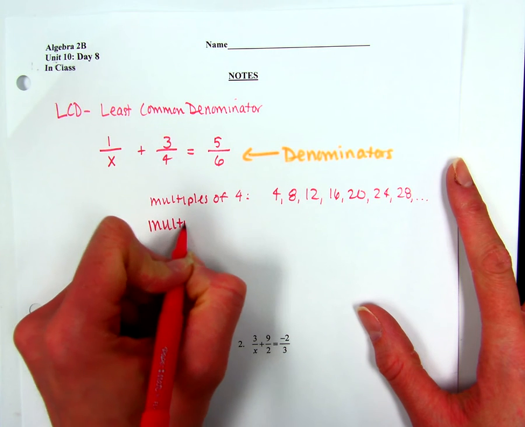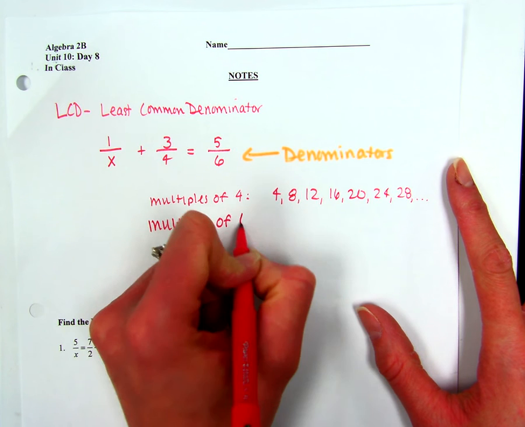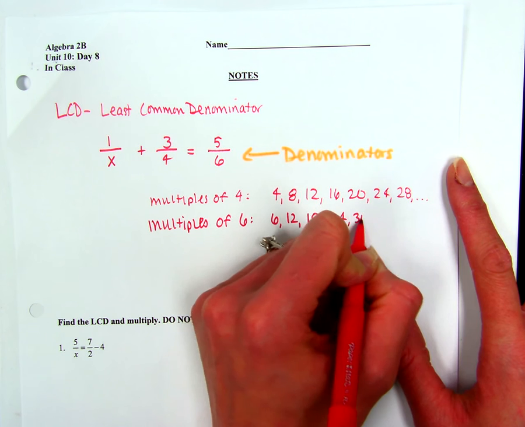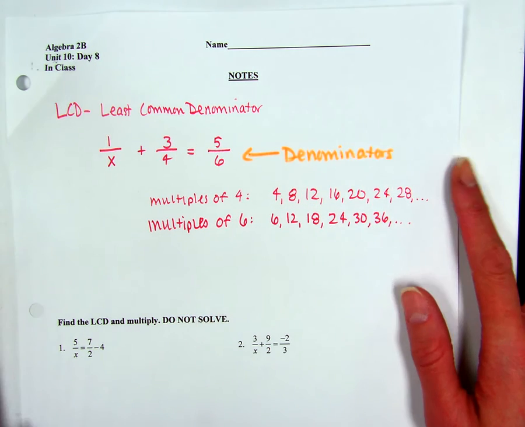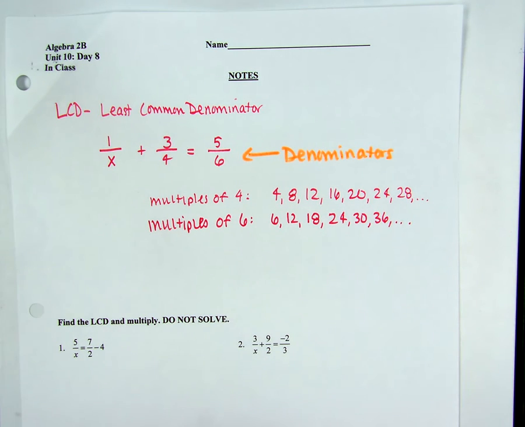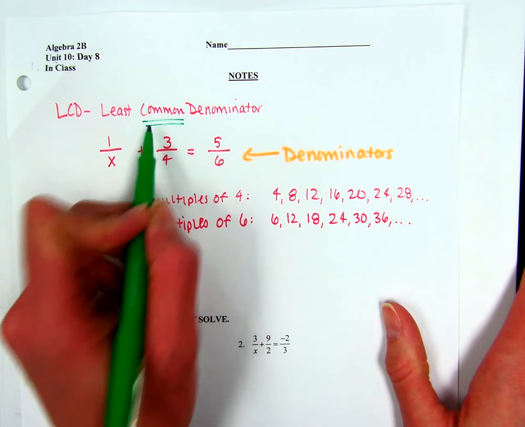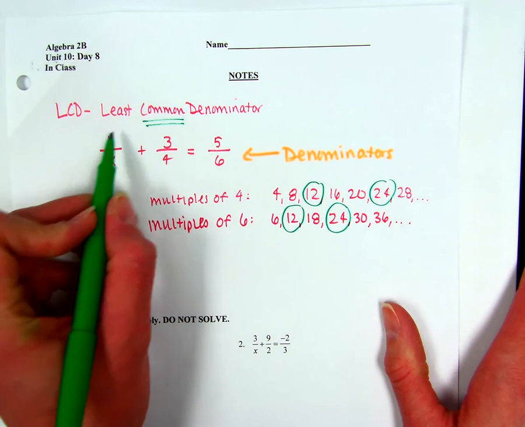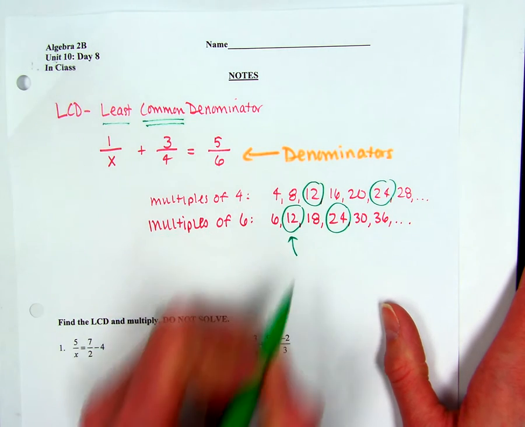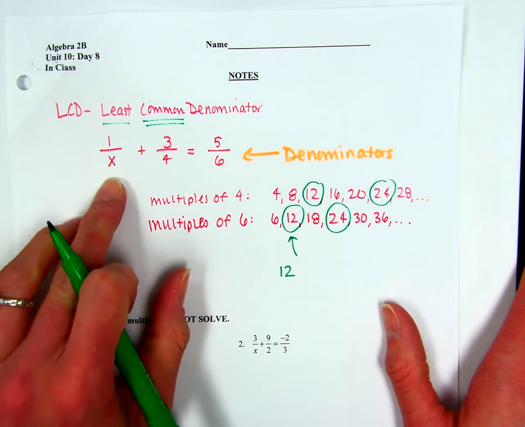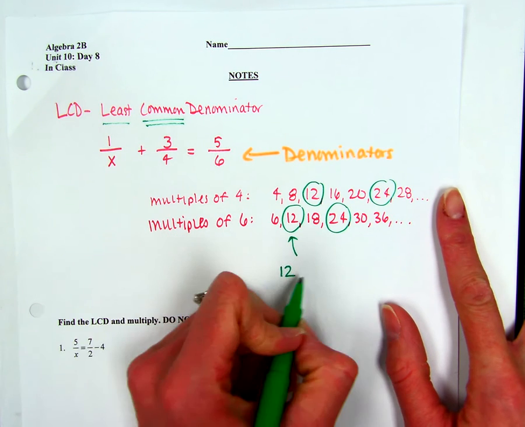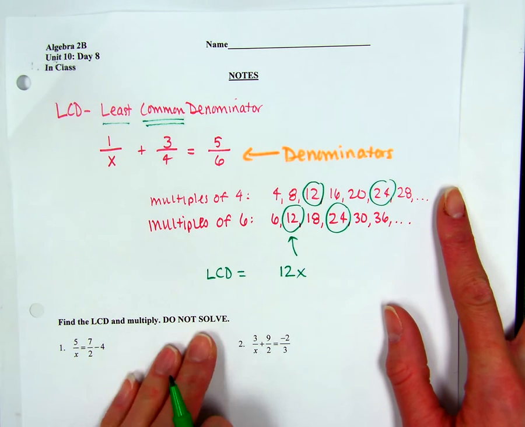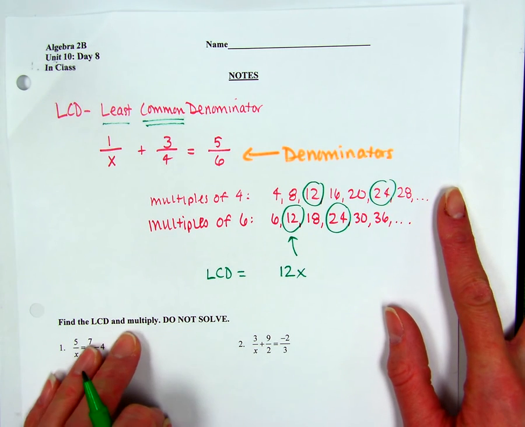Multiples of 6 would be 6, 12, 18, 24, 30, 36, and so on. All right, so if I look at which ones are in common, right, I'm looking for the least common, meaning the same. So I have 12 and 12. I have 24 and 24. But if I'm looking for the least, I want the smallest one. So notice that 12 would be the smallest one. But I also need to take into account my variable. So I would need to say my LCD would be 12x. All right, at least for this problem. So then we're going to talk about how to multiply when we get down here.